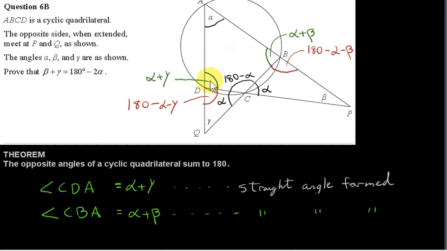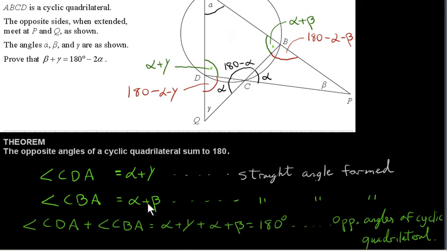But we can see that this angle, which is CDA, and this angle, which is CBA, are opposite angles of the cyclic quadrilateral ADCB. Because they're opposite angles of the cyclic quadrilateral, they must sum to 180 degrees. So we add these angles together, set them equal to 180 degrees, and we can then derive this result here. We just leave beta plus gamma on the left hand side and bring the two alphas to the right hand side.